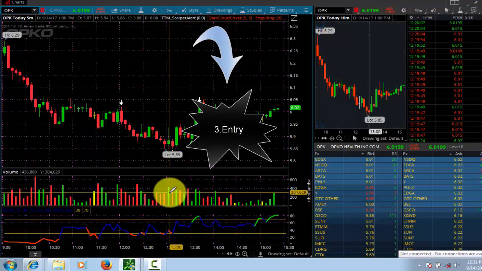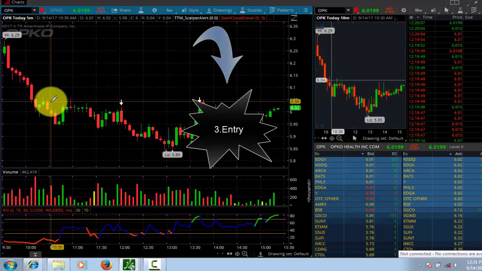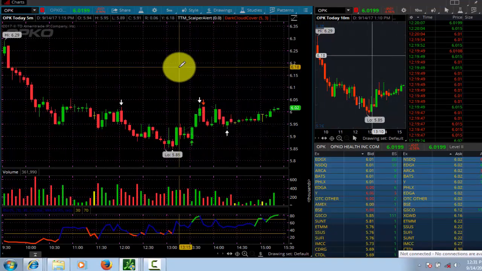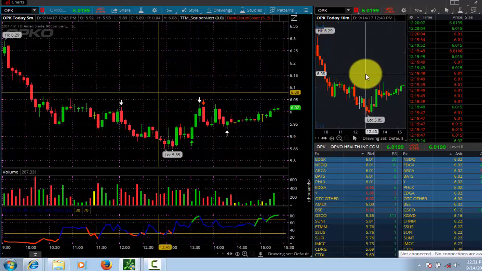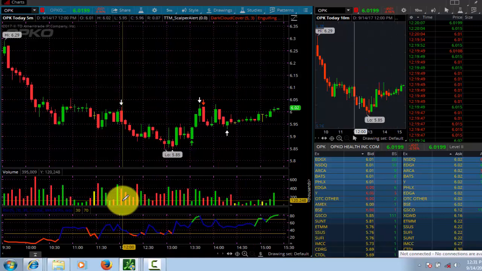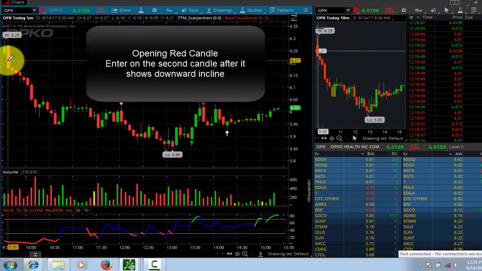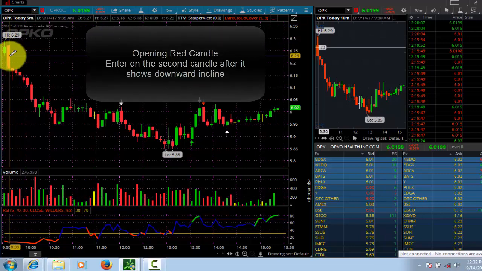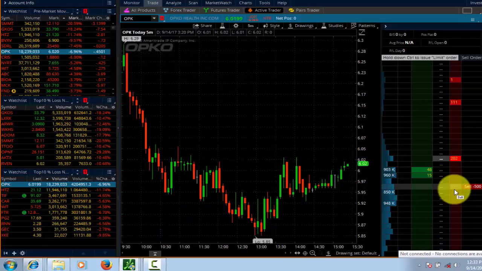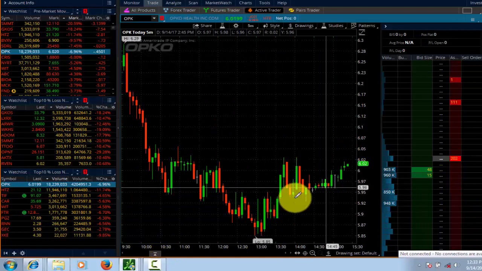The third topic is entry. Now once I have a stock in mind, I would come onto this screen. This is the screen that I would trade off, as I have my level 2 quotes here, time and sales, 10 minute chart, 5 minute chart, volume, and RSI. What I'm looking at is the first candle. The first candle has to be red. I would enter on the second candle after recognizing that it's favoring a bearish sentiment. I would hit the OCO order from my main screen and I would enter the trade.